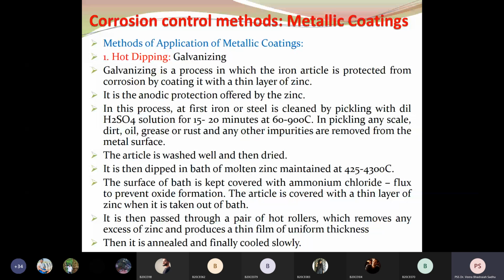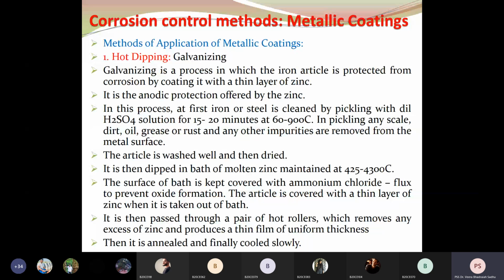And then it is passed through a pair of hot rollers, which removes any excess of zinc and produces a thin film of uniform thickness. Then it is annealed and finally cooled slowly. Okay, so this is the process of galvanizing, or the hot dipping.